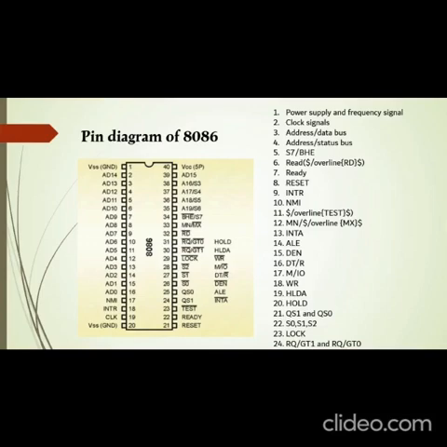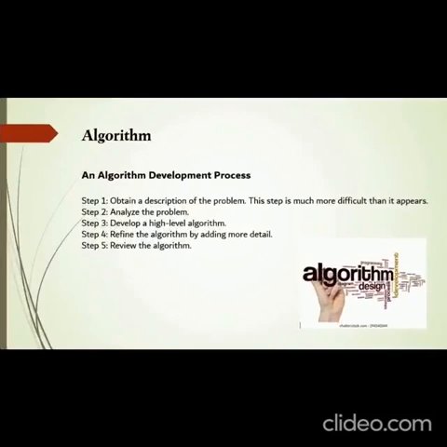LOCK. When this signal is activated, it indicates to the other processors not to ask the CPU to leave the system bus. It is activated using the lock prefix on any instruction and is available at pin 29. RQ/GT1 and RQ/GT0. These are the request grant signals used by the other processors requesting the CPU to release the system bus. RQ/GT0 has a higher priority than RQ/GT1.